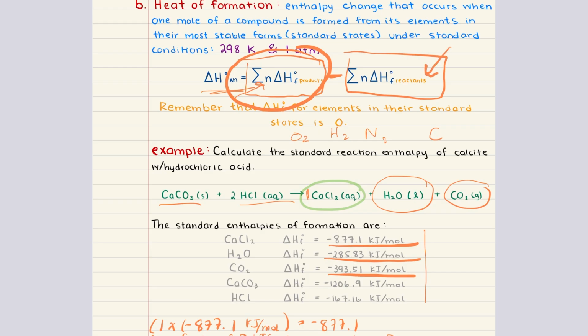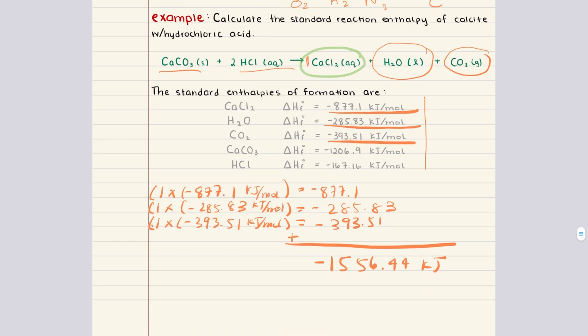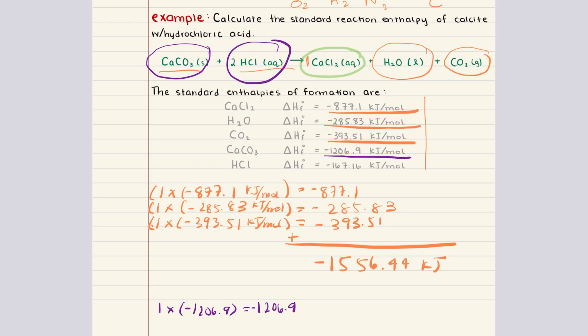Now we have to figure out the same thing for the reactants, and then we can take that value for products minus reactants to get our final answer. For our reactants, we form 1 mole of calcium carbonate, and the enthalpy of formation for calcium carbonate is negative 1,206.9 kilojoules. When we multiply this by 1, it's still negative 1,206.9. And then we also have 2 moles of hydrochloric acid in our reactants.